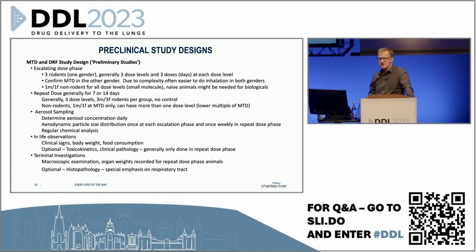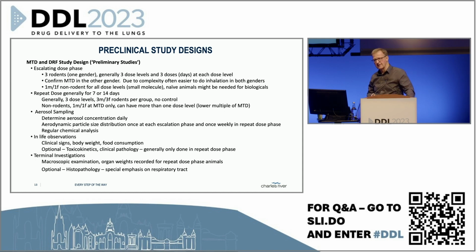For the repeat dose phase, it's generally 7 or 14 days of duration. In the rodent, it'd be 3 dose levels, 3 male and 3 female at each dose level, but without a control. And in the non-rodent, you'd have a naive pair of dogs and dose those at the maximum tolerated dose level. You can, however, have an additional pair of animals and dose them at a lower multiple of the MTD.